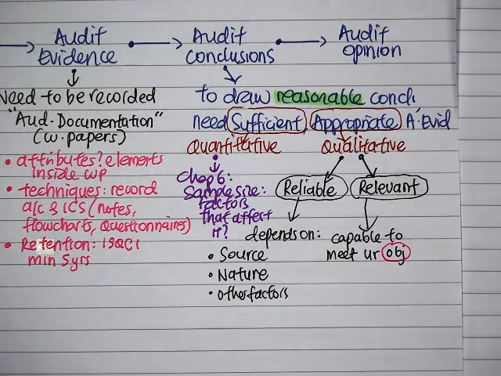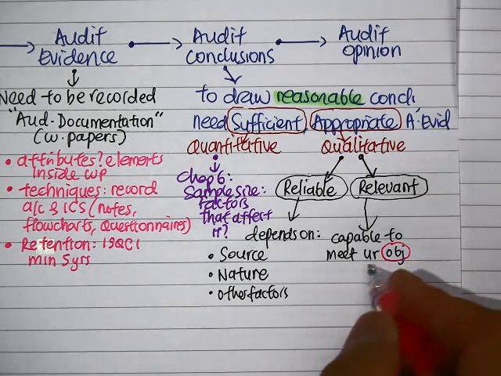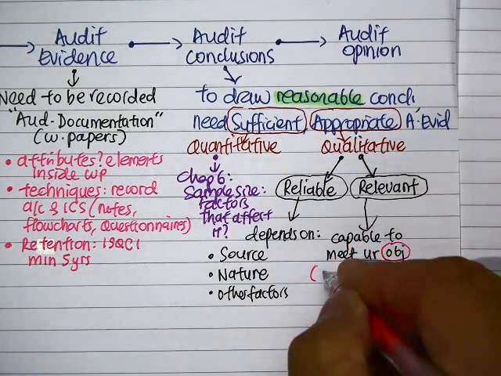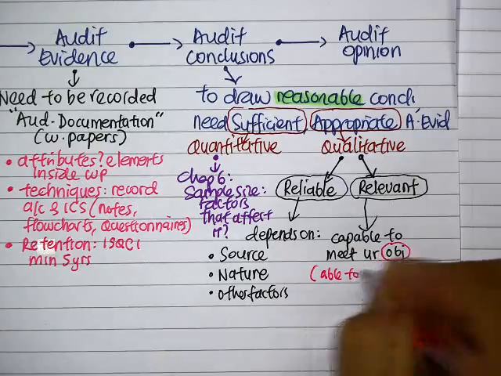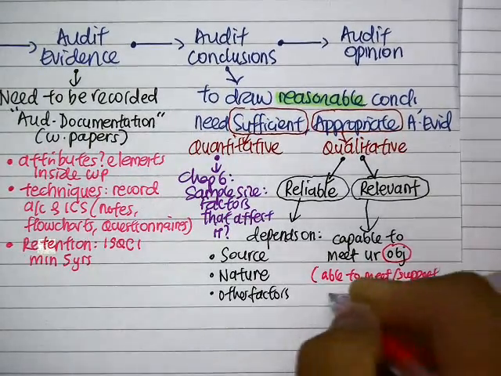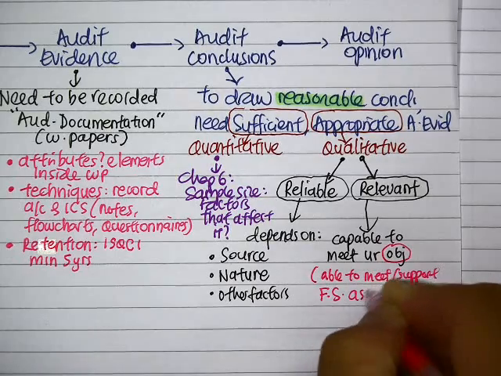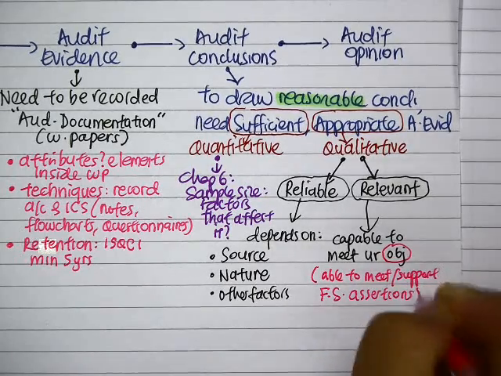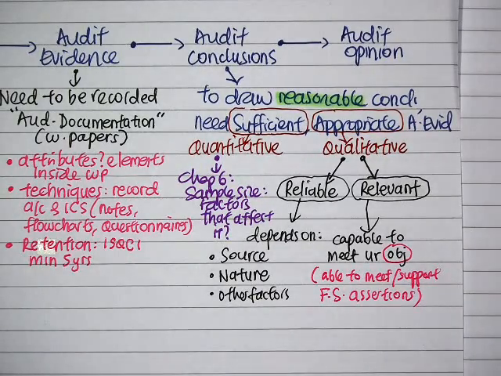Objective will now change the word. We call it assertion. Okay, so from now on we will not use objective, we use the word assertion. So capable of meeting your objective is the same as, is it able to meet or to support this thing called financial statement assertions. It's the same idea. Okay.